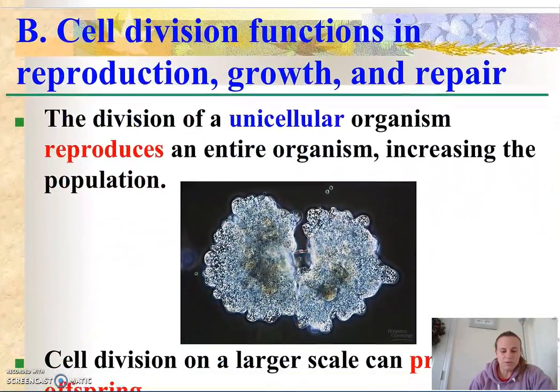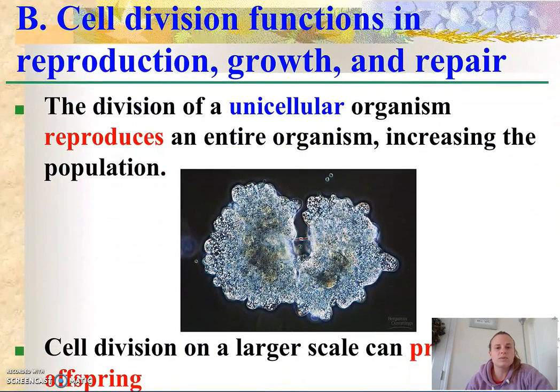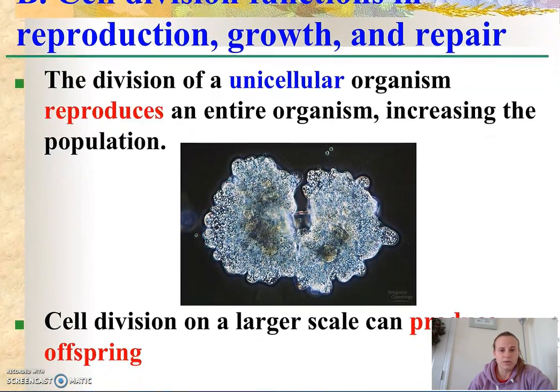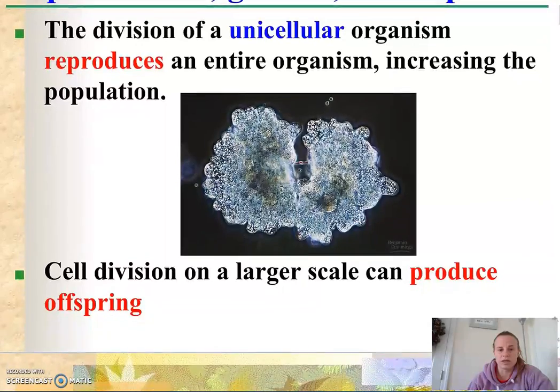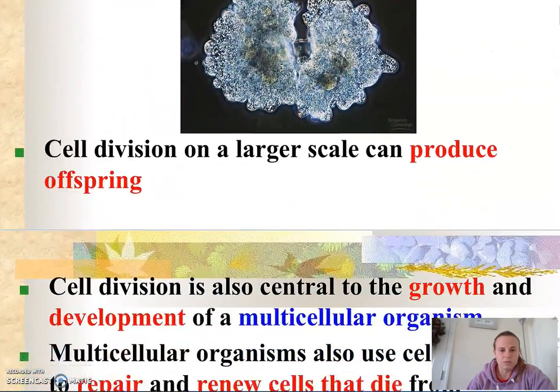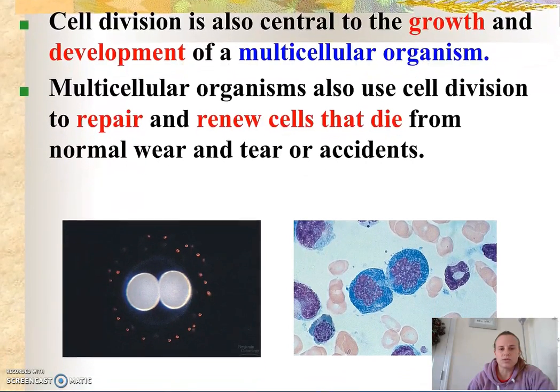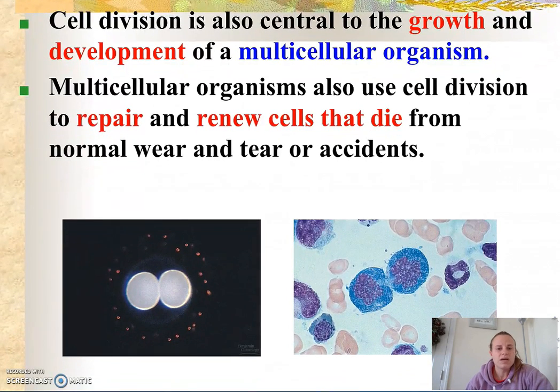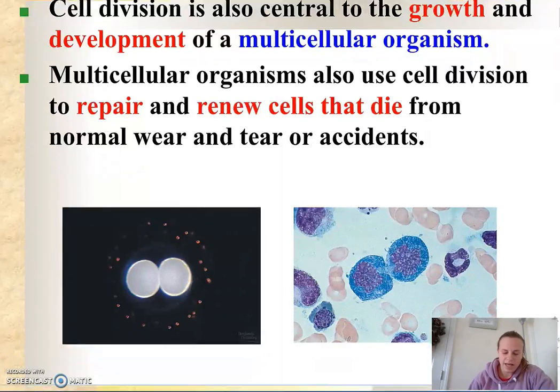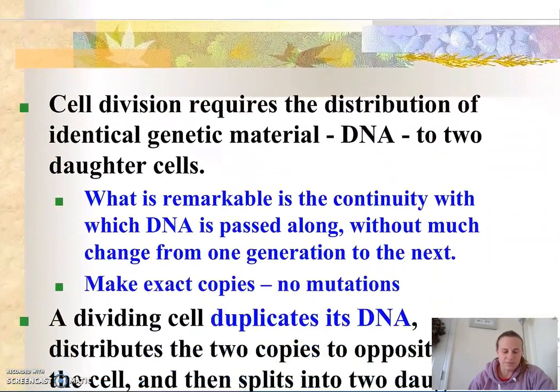Cell division is important for multicellular as well as unicellular organisms, but the function of cell division varies in these types of organisms. So for example, cell division in unicellular organisms is used for reproduction to produce offspring, whereas cell division in multicellular organisms is used for growth and development to repair and renew any cells that die.